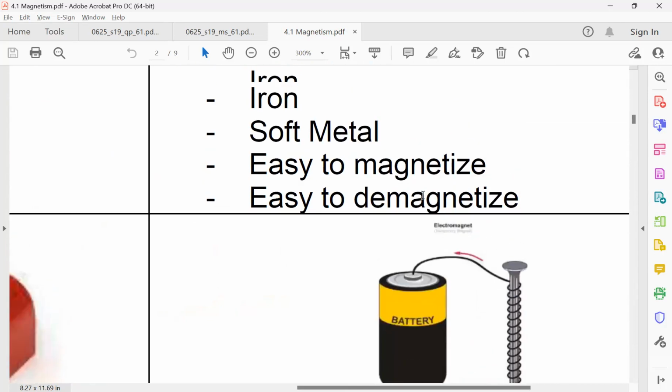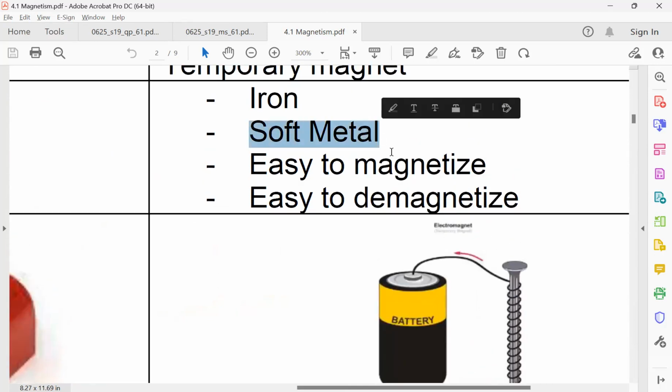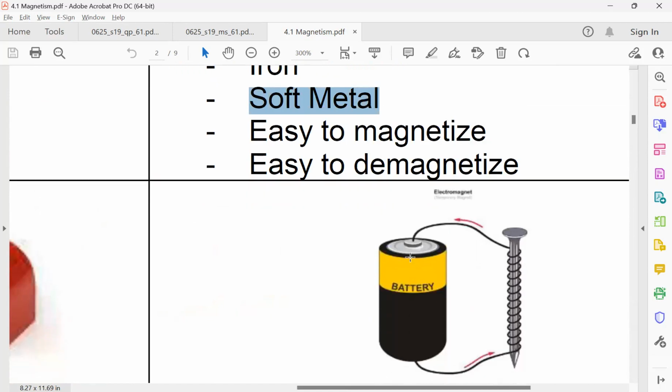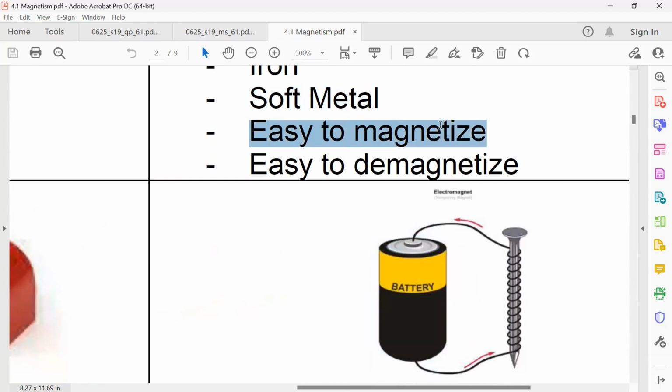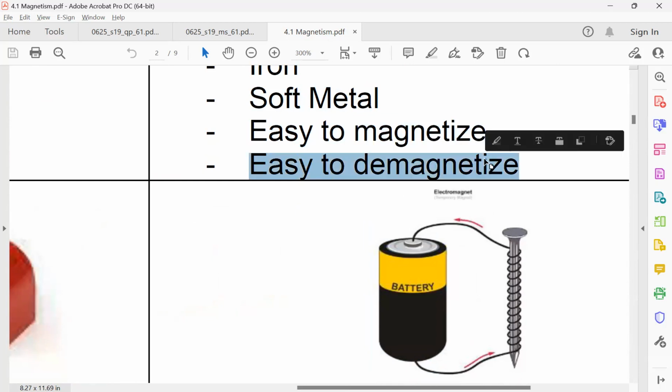Why? Because iron is considered a soft metal. As soon as I flow current onto this iron bar, I will easily magnetize it. But as soon as I take this current away, it will easily demagnetize as well. If you look at the working principles of this door, it's the same thing also. When there's electricity, you know what I'm talking about, like the magnet door.